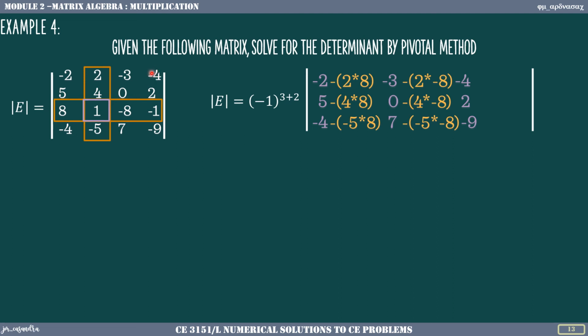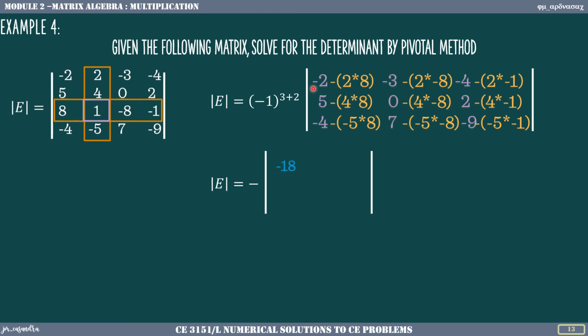Then for this element, we'll have 2 and negative 1. For this element, we'll have 4 and negative 1. And lastly, for this element, we'll have 1 and 5. Negative 5 and negative 1. So simplifying, negative 1 raised to 5 will give us a negative value.